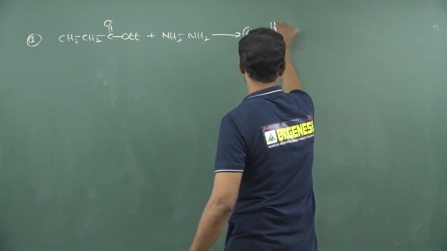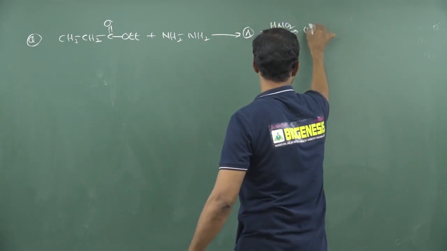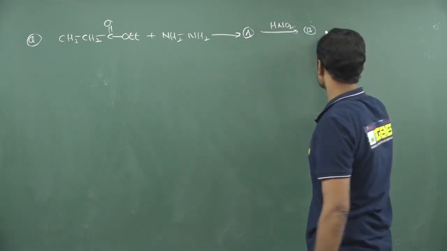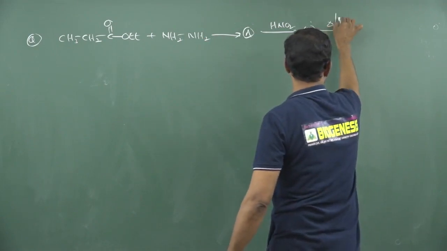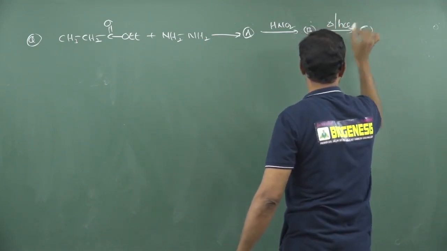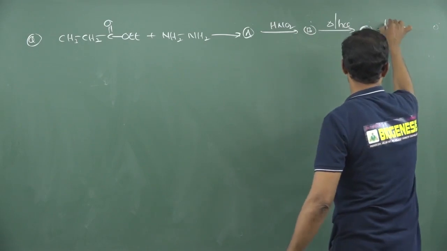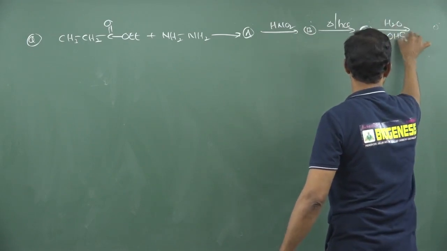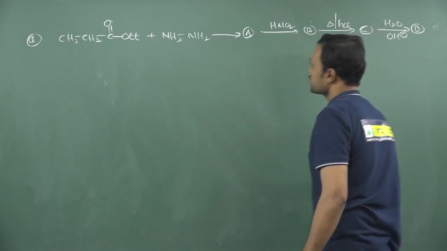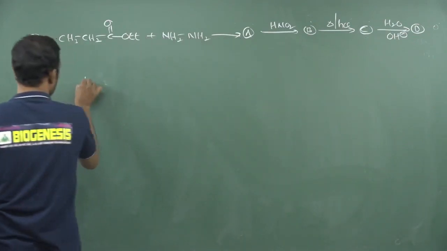This on treatment with nitrous acid will give B. After that, you need either thermal or photochemical conditions, which will give C. Now this C on treatment with a water molecule in basic medium will give D. So what are A, B, C, D in this reaction? Can you predict the answer?